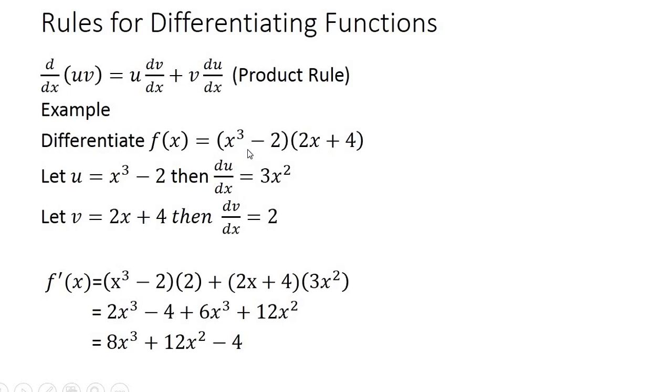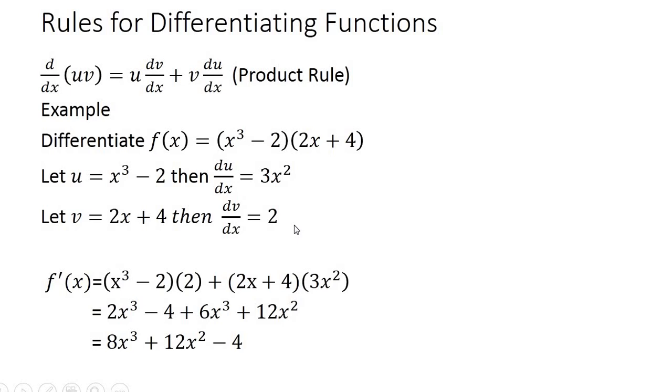For example, if you have these 2 functions multiplying each other and you want to compute the first derivative, let u equal x to the power 3 minus 2. If you differentiate u, the 3 will drop, it will be a 3, and the power 2 minus 2 will give us a 0, it's a constant. And if v equals 2x plus 4, if you differentiate this, the power there is 1, so the 1 will drop times 2, it's a 2, and then power 1 minus 1 is a 0, and anything raised to the power 0 is a 1, laws of indices.